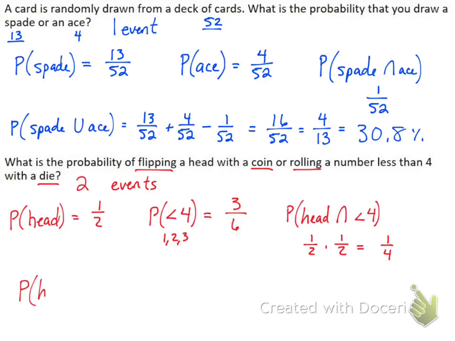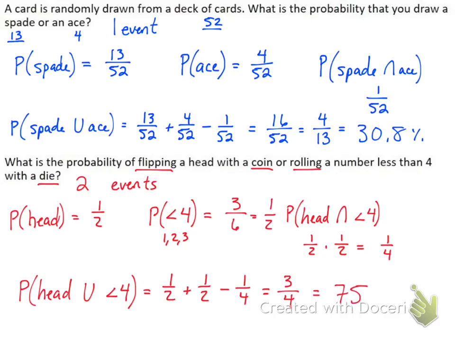So probability of flipping a head or rolling a number less than 4 is going to be 1/2 plus 1/2 minus 1/4. Sorry, I should have reduced that. So when I do that, again, I got to plug that into my calculator. So I go parentheses 1 divided by 2 plus parentheses 1 divided by 2, close your parentheses, minus parentheses 1 divided by 4, and you get 0.75, which is 3/4, or 75%.